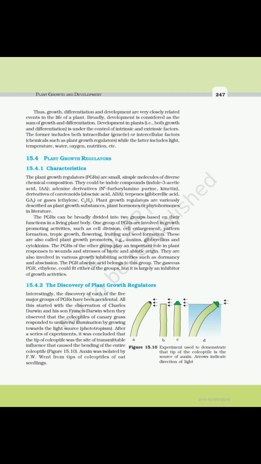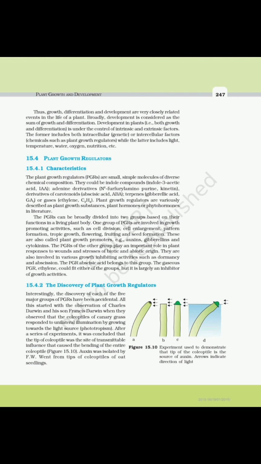15.4.2 The discovery of plant growth regulators. Interestingly, the discovery of each of the 5 major groups of PGRs has been accidental. This started with the observation of Charles Darwin and his son Francis Darwin when they observed that the coleoptiles of canary grass responded to unilateral illumination by growing towards the light source, phototropism. After a series of experiments, it was concluded that the tip of the coleoptile was the site of a transmittable influence that caused the bending of the entire coleoptile.